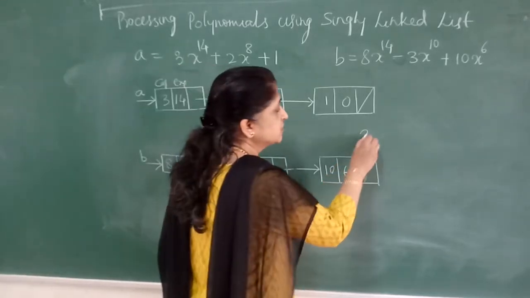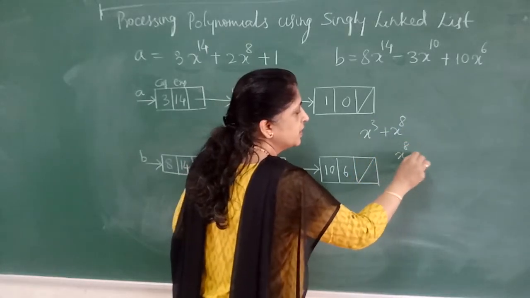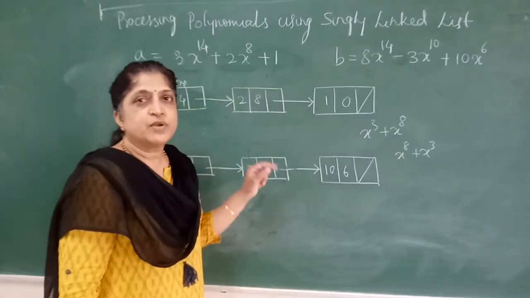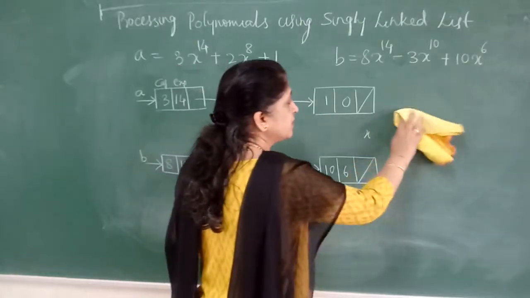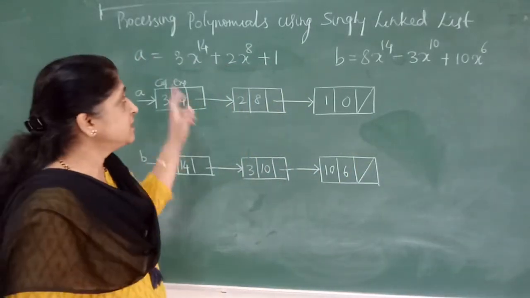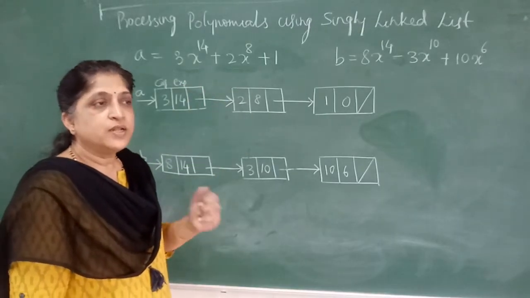So with that assumption we are doing this. Mathematically, whether you write x to the power 3 plus x to the power 8 or x to the power 8 plus x to the power 3, both these mean the same mathematically. But for our programming purpose, for our function purpose, we are representing the polynomials in the decreasing order of their exponents.